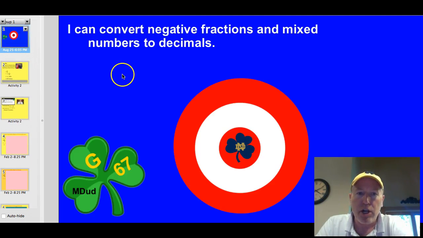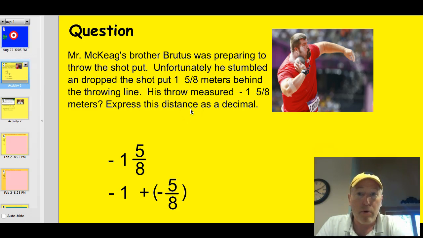Tonight officially our target is I can convert negative fractions and mixed numbers to decimals. Let's do this thing. All right, Mr. McCaig's brother, Brutus, was preparing to throw the shot put. Unfortunately, he stumbled and dropped the shot put 1 5/8 meters behind the throwing line. His throw measured a negative 1 5/8 meters. Express this distance as a decimal.